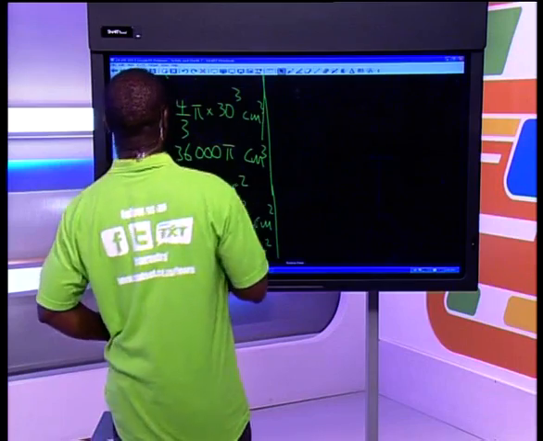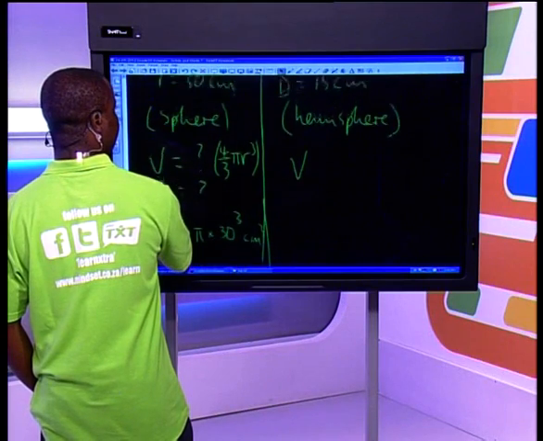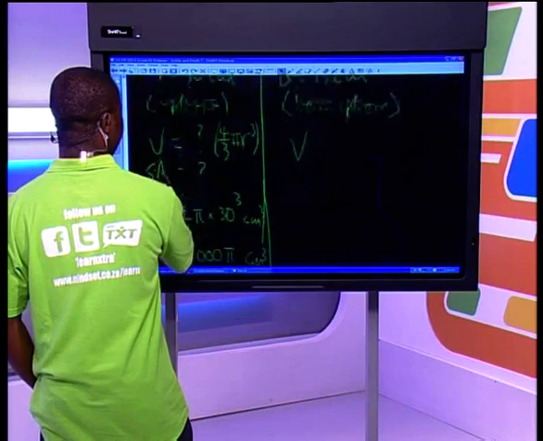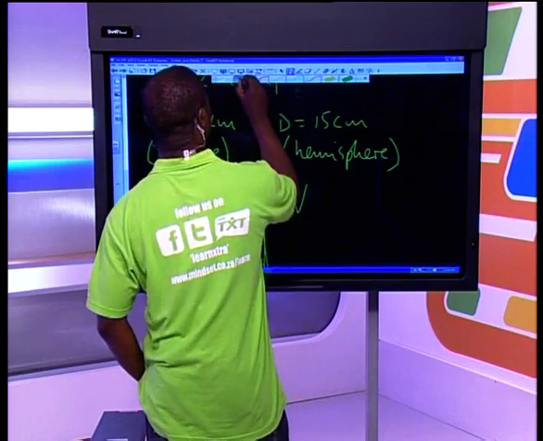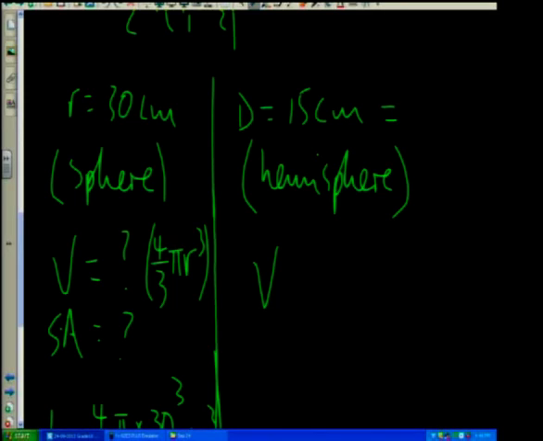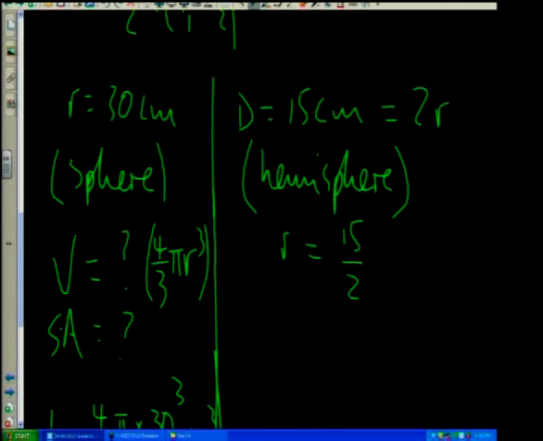All right, so now you want the same quantities for the hemisphere. Diameter, 15. Now, here is something you have to know. A diameter is always 2 times your radius. So this is 2 times r, which means our radius in this case will be 15 over 2 centimeters. Okay?